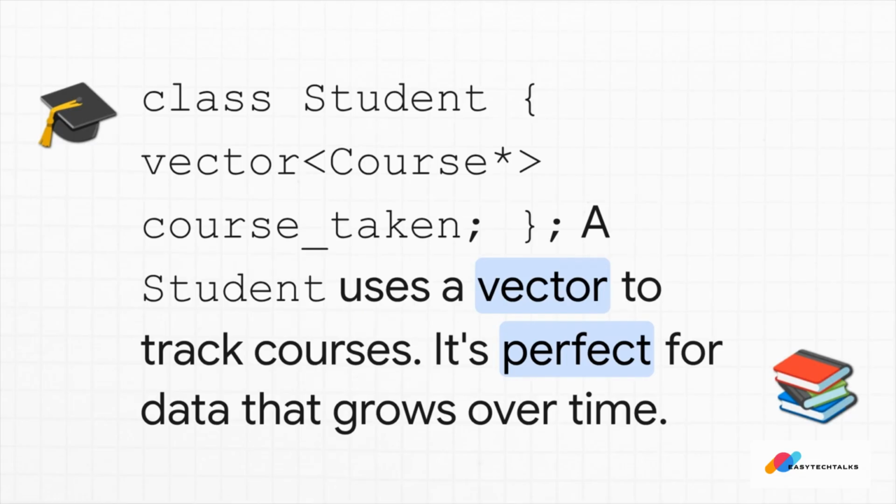And this isn't just for basic numbers. Here's a perfect practical example from the source code. A student class needs to keep track of all the courses they're taking. Instead of some clunky C-style array, we can just use a vector of course pointers. As the student enrolls in more classes, we just push back another pointer. It's a fantastic, real-world use case.